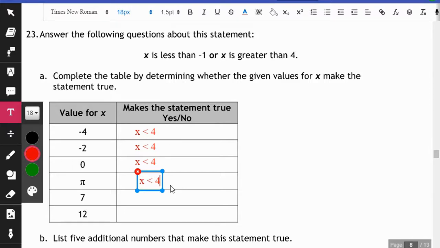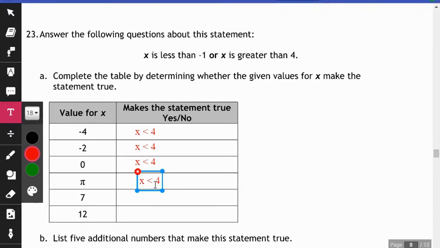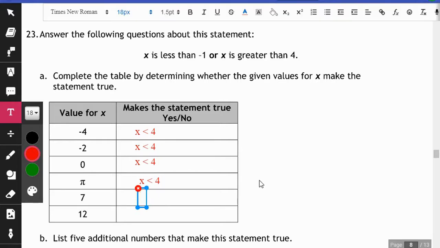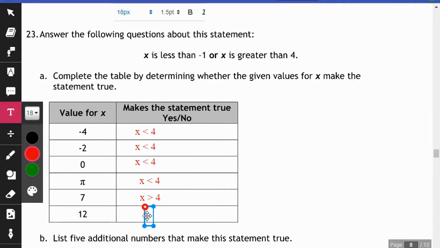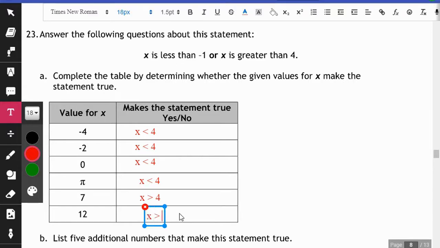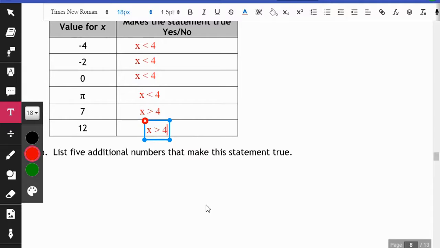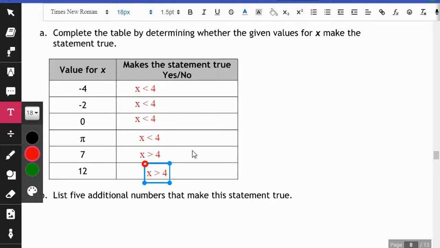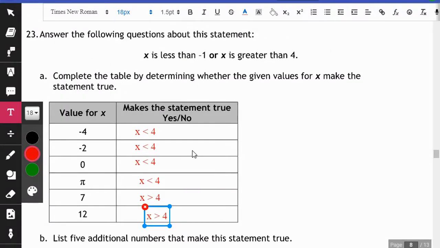Now, why am I saying X instead of pi? Because they're saying right here, these are what X is. X is this number. So I can say, since X is pi, then X is less than 4. That's why I know X is less than 4. 7? 7 is bigger than 4, so I'm going to say X is greater than. And 12? 12 is also greater than 4. Pretty easy, right? I have additional numbers that make this true. Wait, what true?